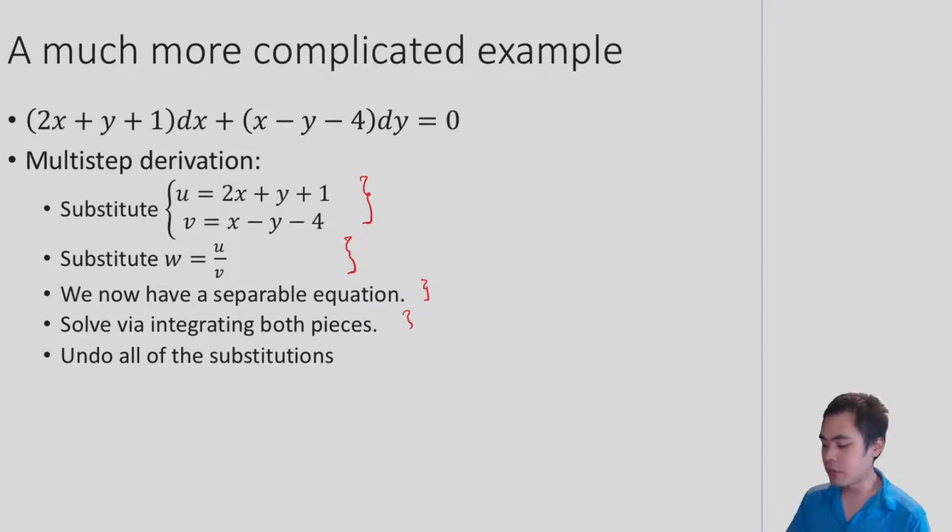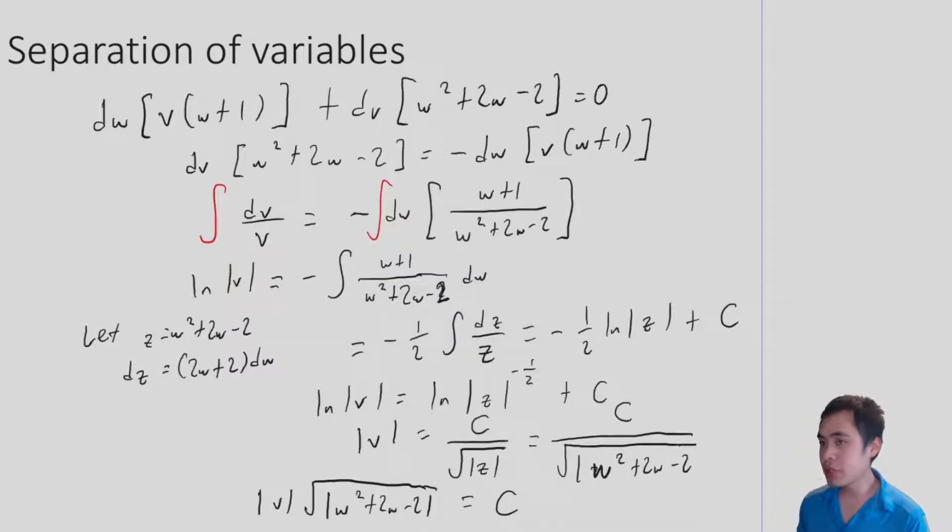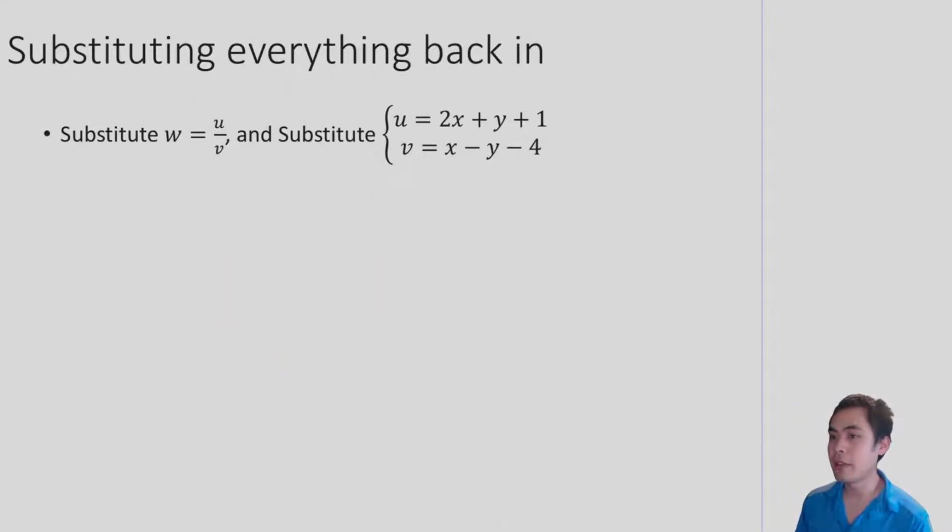By solving on both pieces. And now the last thing we need to do is we just need to plug in all the variables again. So we just need to undo all the substitutions. So basically, this is just doing lots and lots of integration steps and lots of substitution steps. And we did a separation of variables, and now we need to substitute everything back in.